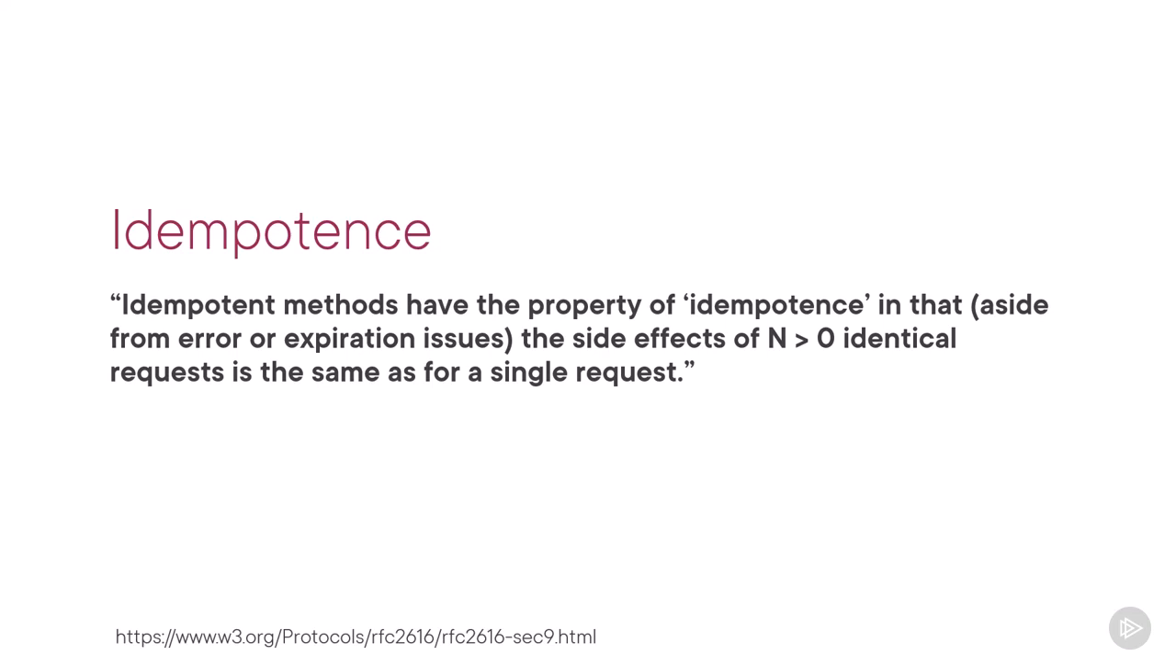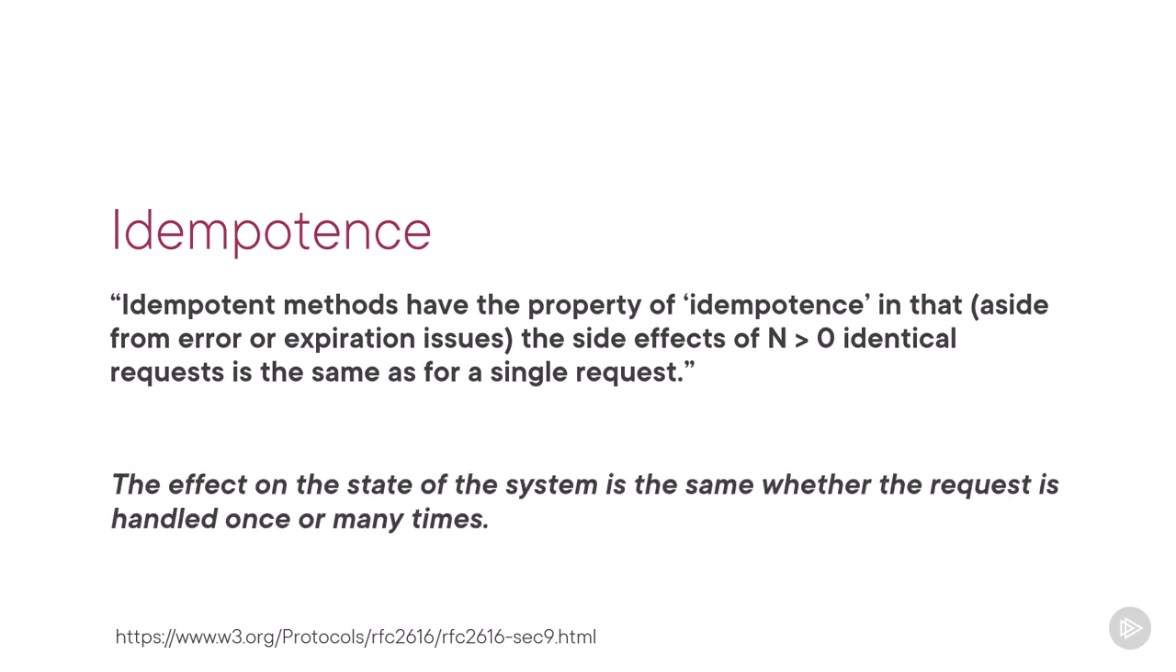Certain HTTP methods are said to be idempotent if, aside from error or expiration issues, the side effects of one or more identical requests is the same as for a single request. Idempotence cares about the state of the system, not necessarily the response sent back by the operation. For example, a delete operation with a unique identifier will result in removing a resource with that ID if it exists, or doing nothing if it doesn't. In either case, the end result in terms of the system state is the same, even if those 2 operations were to return different responses.